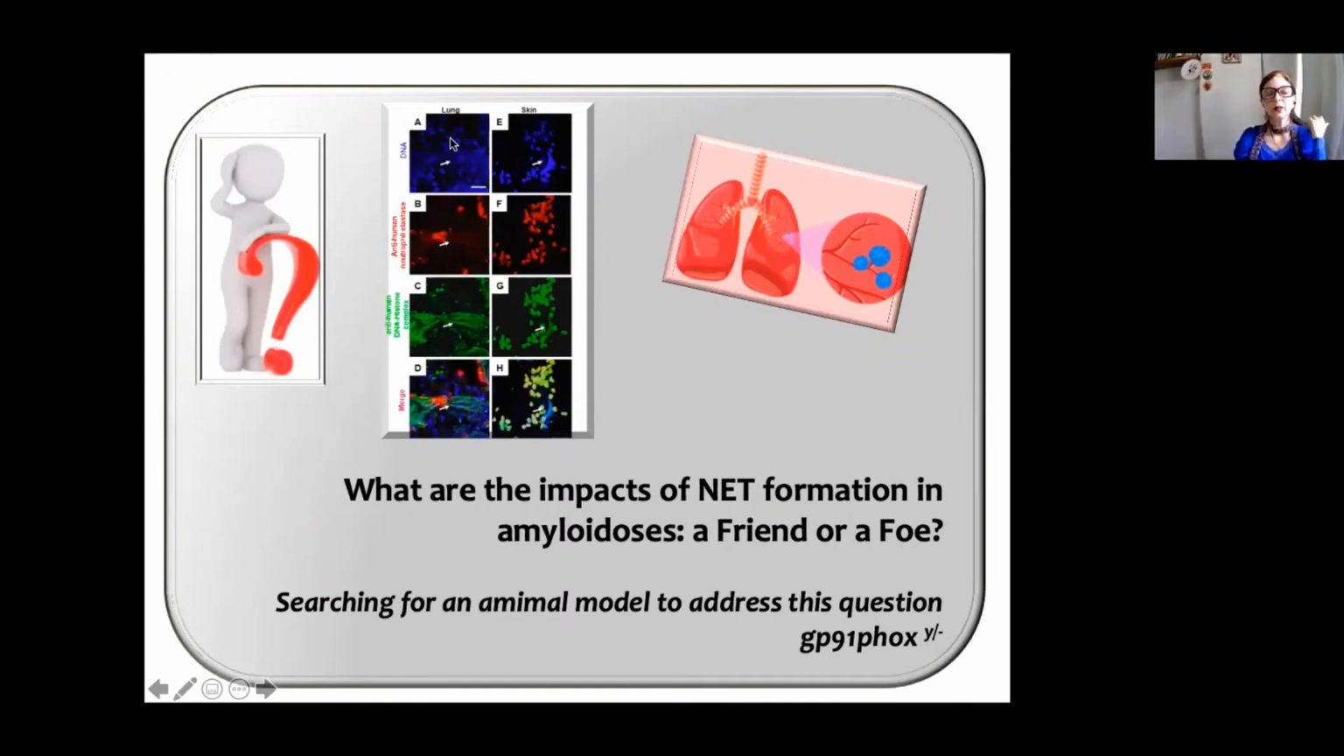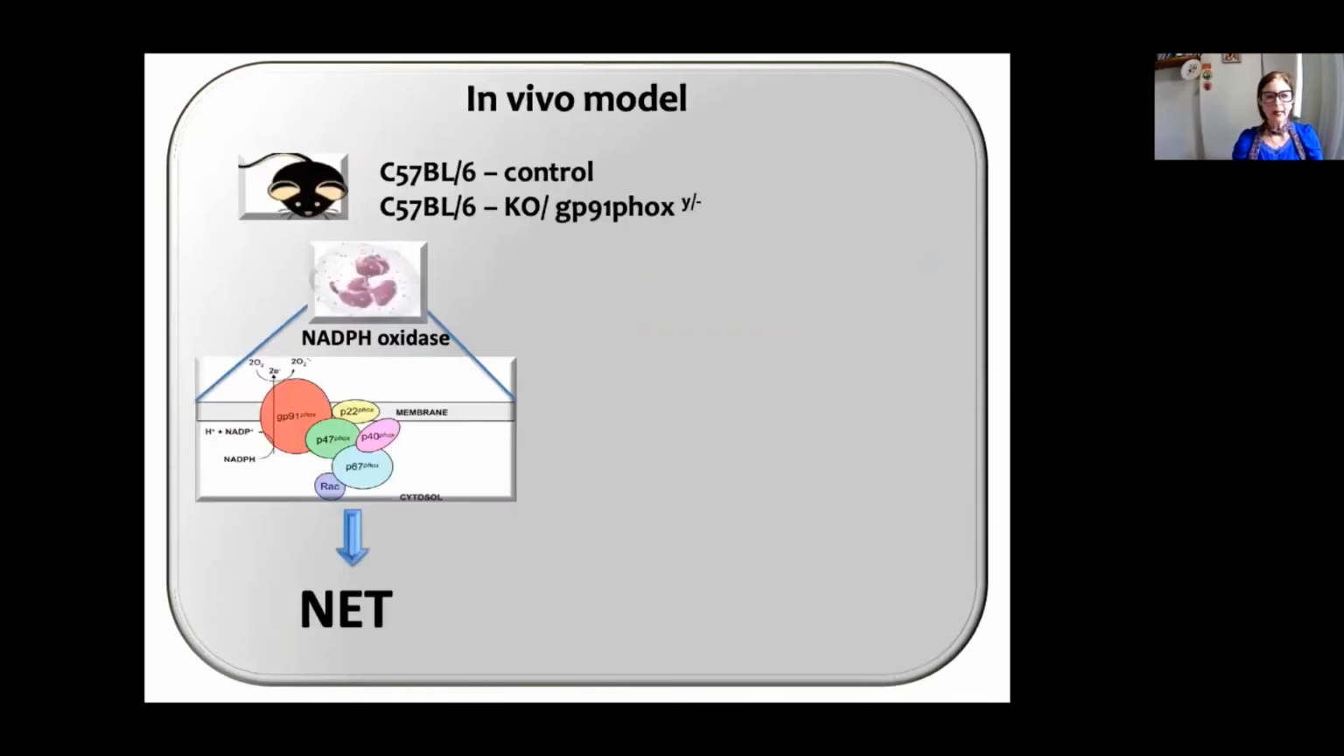Since we noticed the presence of amyloid net formation in the lungs of a primary amyloidosis patient, we decided to make a homemade amyloid animal model in our lab, and we were very fortunate because we have this knockout animal that has a deficiency in this subunit of the NOX, and in this animal they cannot produce net. So we have on our hands an animal model that we can use to prove the importance of net during the course of amyloid disease and amyloid formation.